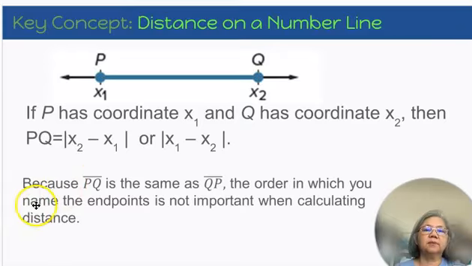So why is this so? If you are given a line segment, it will be the same distance on PQ or line segment QP. So having a line segment, it doesn't matter the order in which you name the endpoints. It is not important when you are calculating the distance.